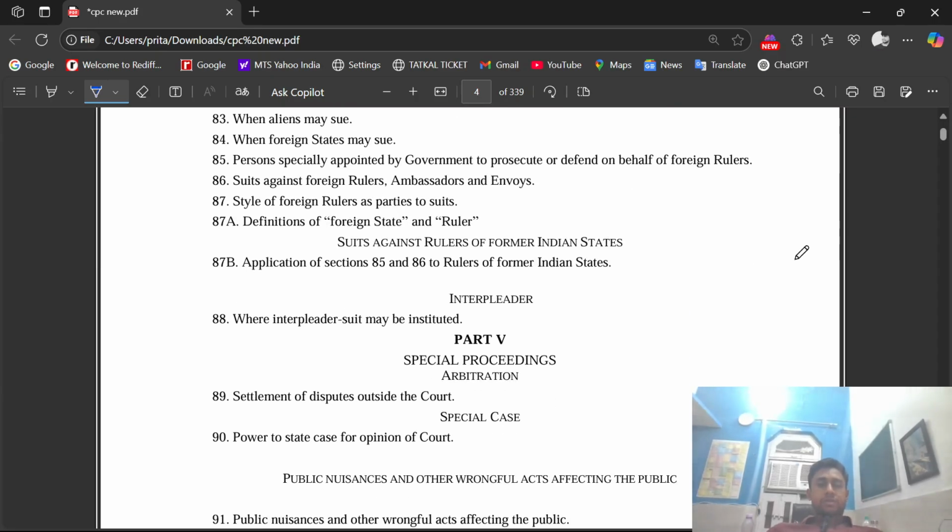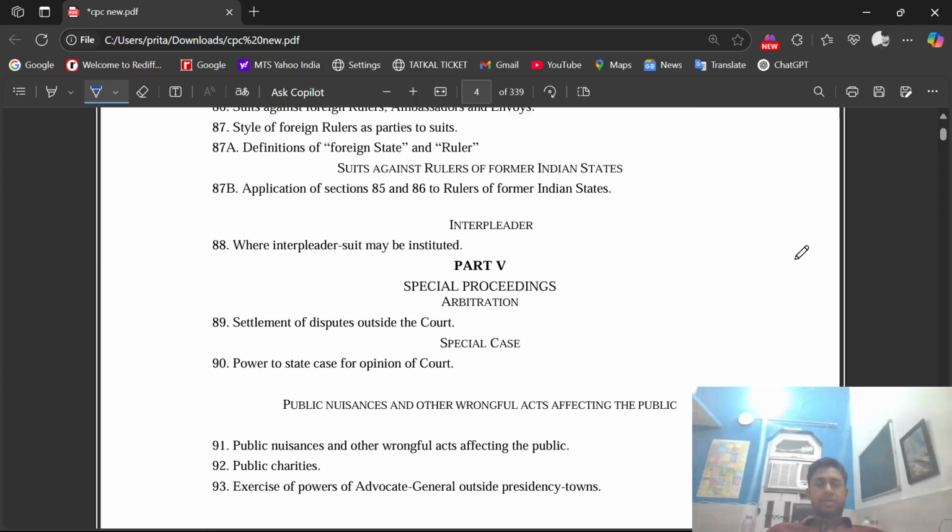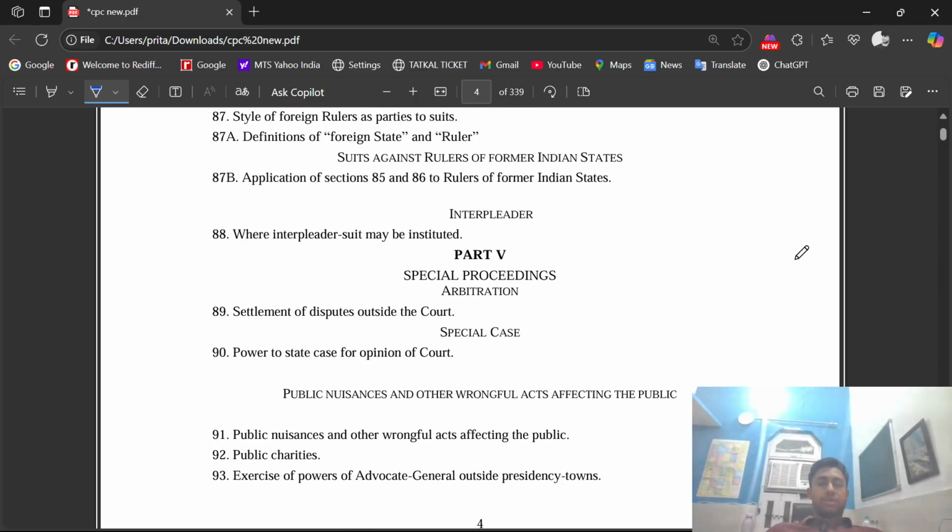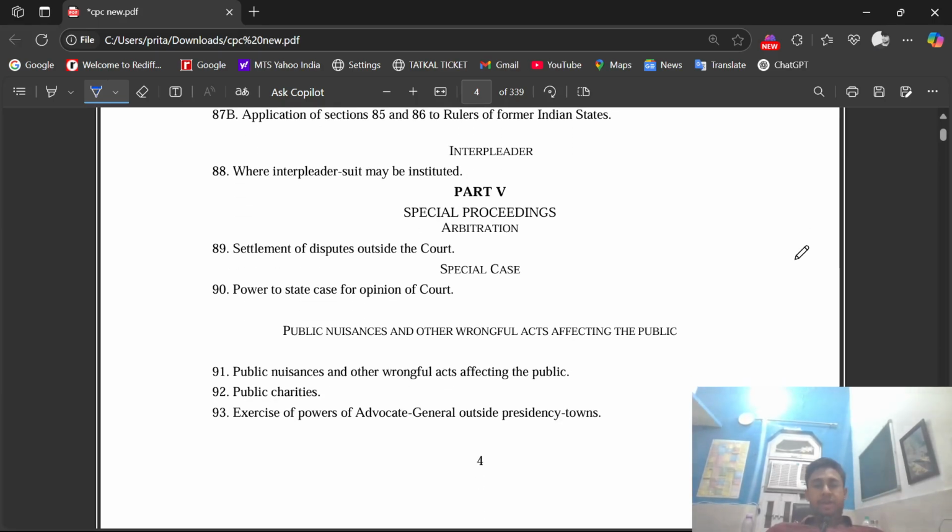Next subheading is suits against rulers of former Indian states. Section 87B, application of section 85 and 86 to rulers of former Indian state. Next subheading is interpleader. Section 88, where interpleader suit may be instituted. Next part is part 5. Heading is special proceedings. Subheading is arbitration. Section 89, settlement of dispute outside the court.